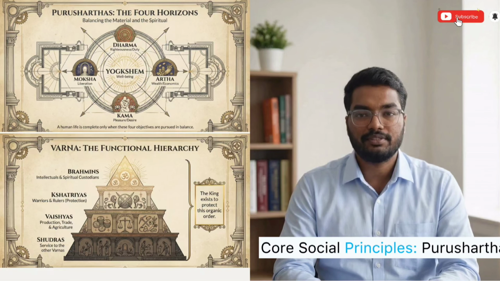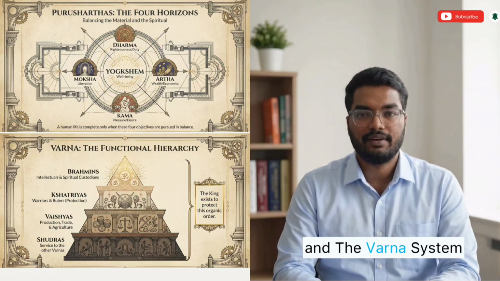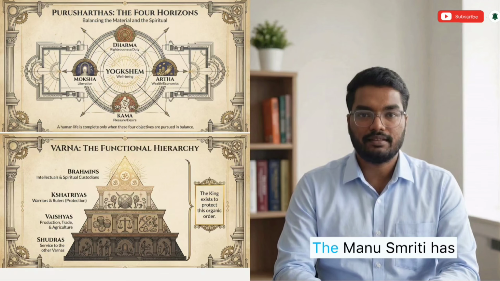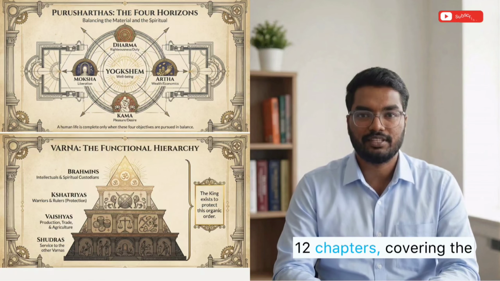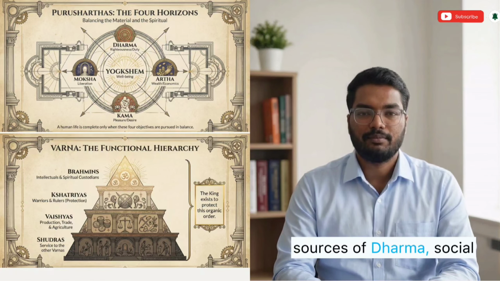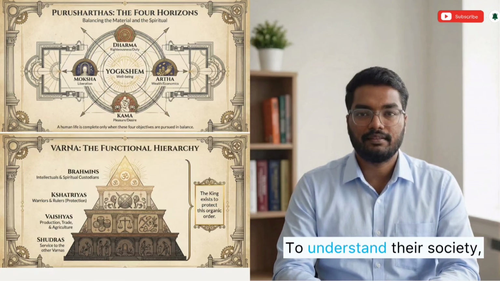Core social principles, Purushartha and the Varna system. Let's look at the actual contents. The Manu Smriti has 12 chapters covering the creation of the world, sources of Dharma, social classes, and the law of karma. To understand their society, we must look at two major principles.